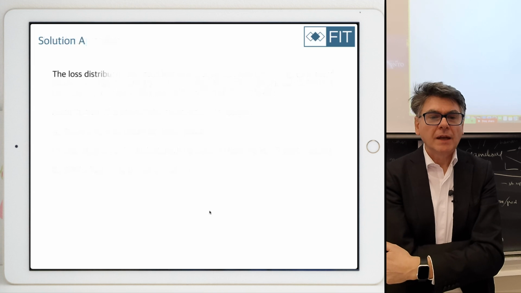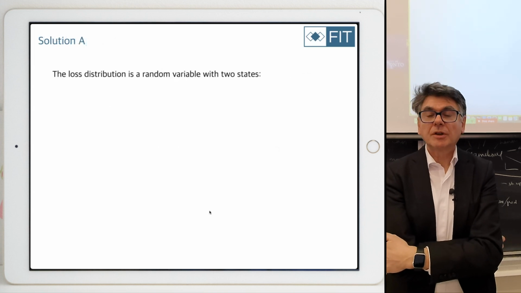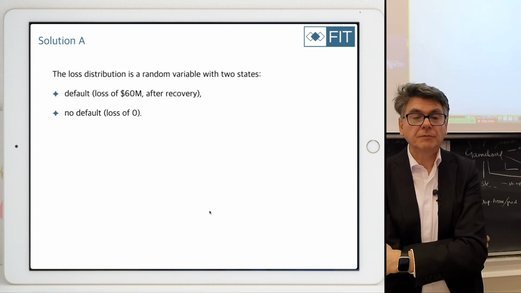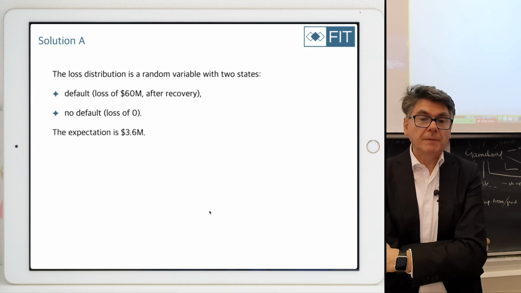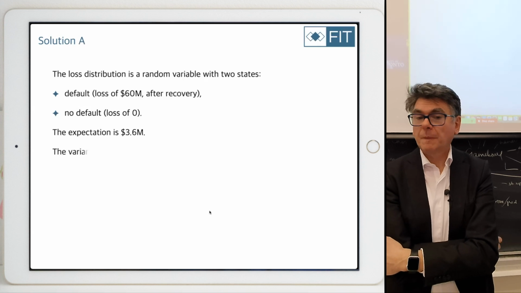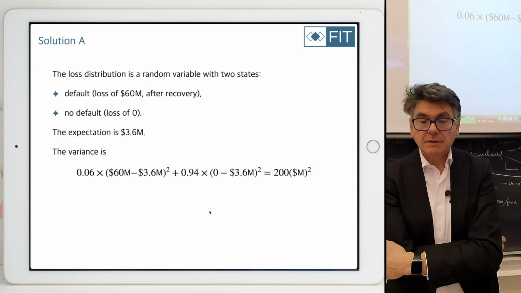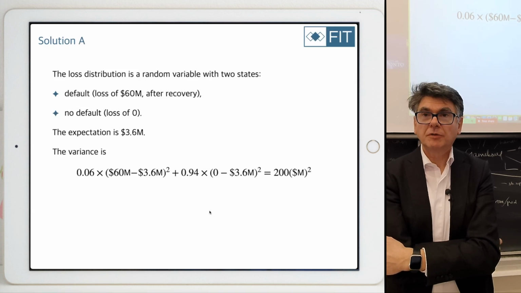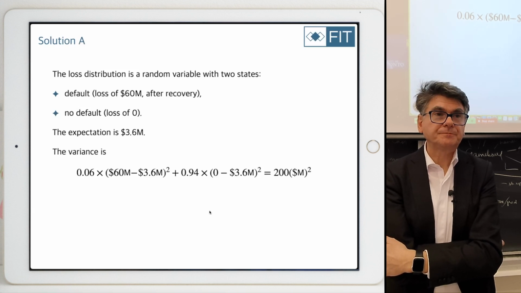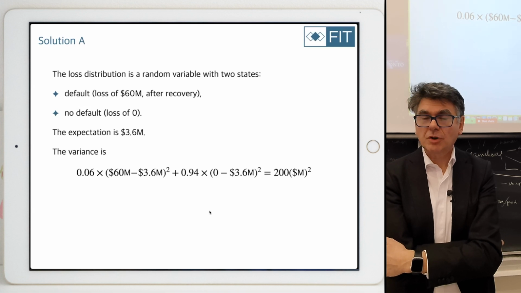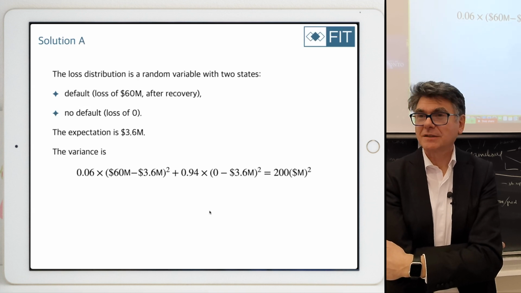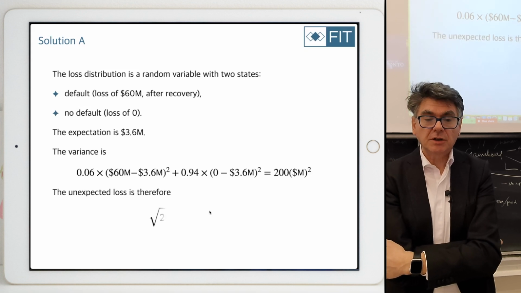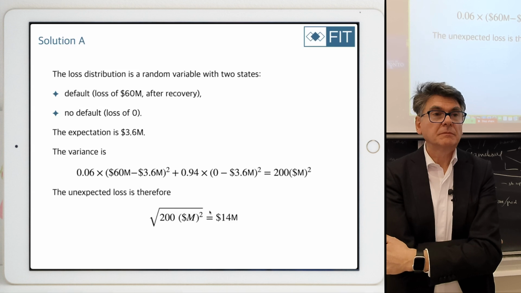let's do it. The loss distribution of a single random variable has two states: default, a loss of 60 million after recovery, and not default, a loss of 0. And so the expectation of that is 3.6 million. The variance is that, because I have only 2 events. No questions here, right? You've taken probability, you've done more complicated things than this. That's the variance. So the standard deviation, which is the unexpected loss, is the square root of that, about 14 million.